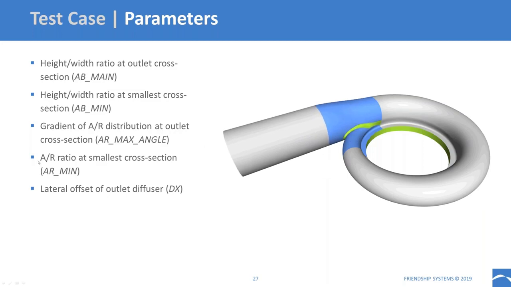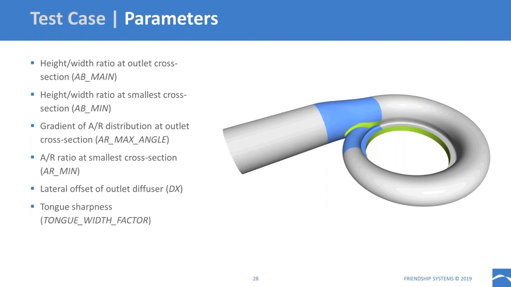One before the final parameter is the lateral offset of the outlet diffuser. So you can see the diffuser moves sideways, and of course the tongue intersection here changes as well. And right, this is the last parameter, the tongue sharpness, which changes basically the radius of this tongue surface here.